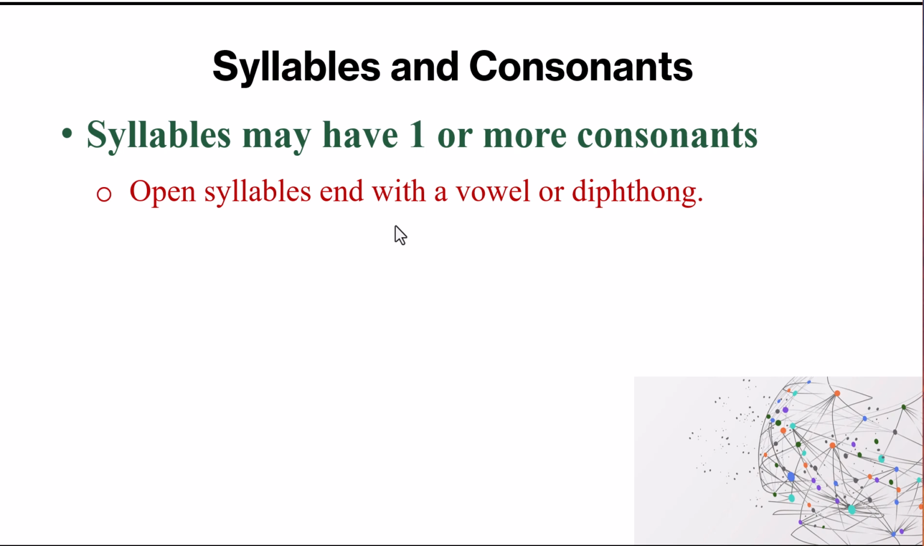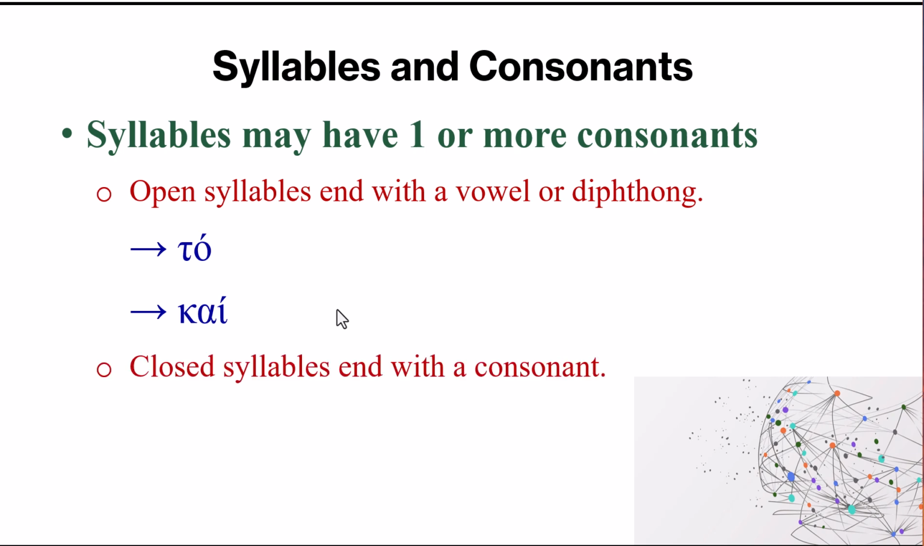Open syllables end with a vowel or diphthong. So for instance, ta, the definite article, or kai, this one ends with a diphthong. Closed syllables end with a consonant. So men, it closes with a nu, so it's a closed syllable. Ek, it closes with a consonant, so it's a closed syllable.